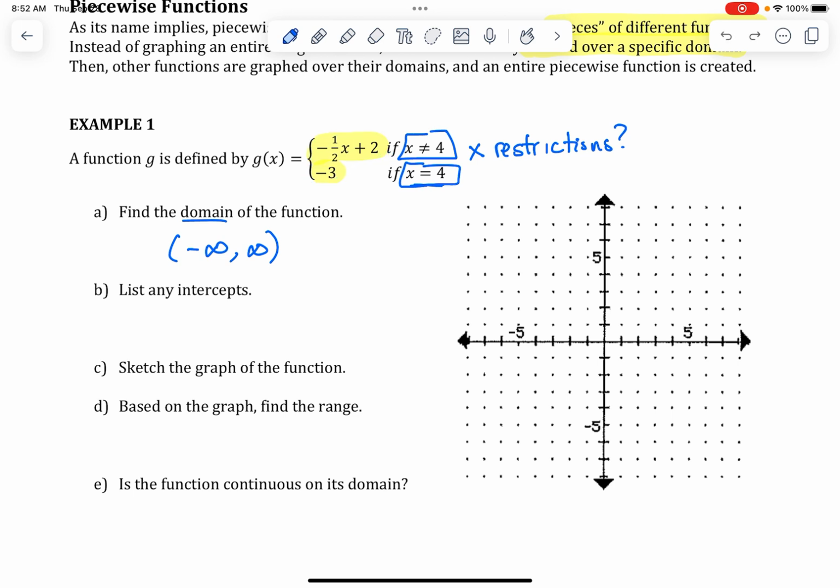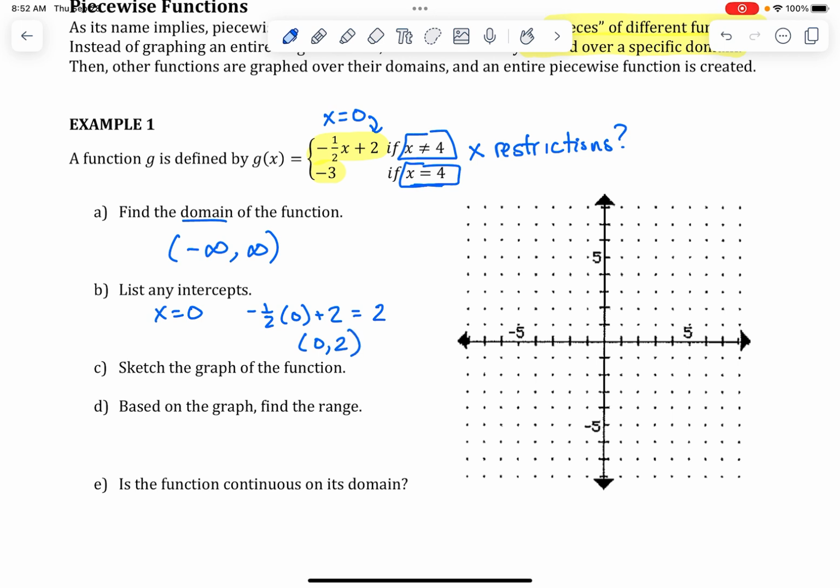Okay, so what are the intercepts? Well, of course, we know that the y-intercept is when x equals 0. And according to that, x equals 0 means you use this function, right? Because x is not 4, you use that. So spelling this all out, you have negative 1/2 times 0 plus 2, which of course is 2. So your y-intercept is at 0, 2.